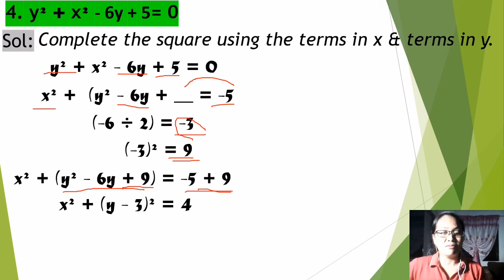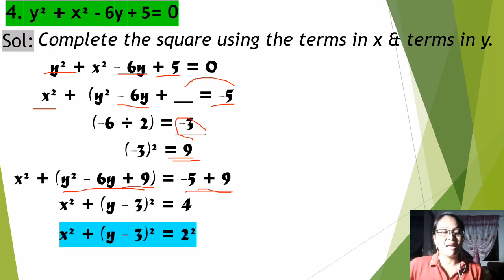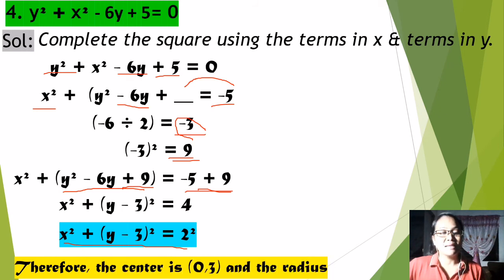Next, 4 is a perfect square. So we can write this in exponential form. So we have now x squared plus y minus 3 squared is equal to 2 squared. Therefore, the center is 0 and 3 and the radius is 2. For x, there's no number in x.